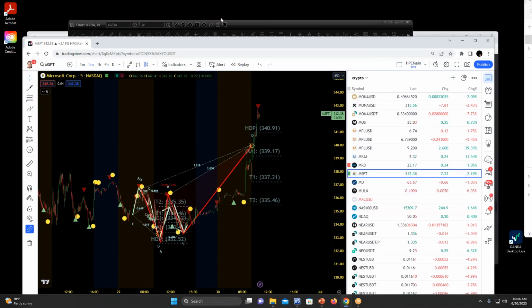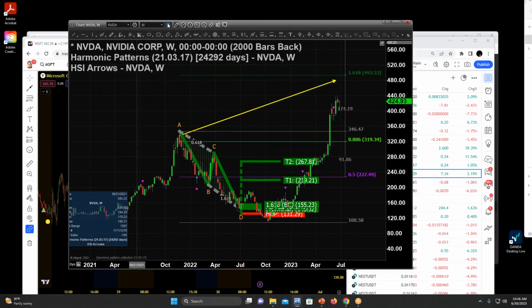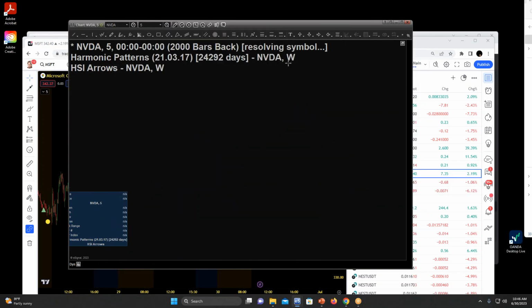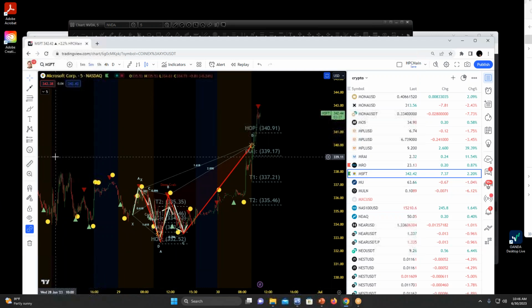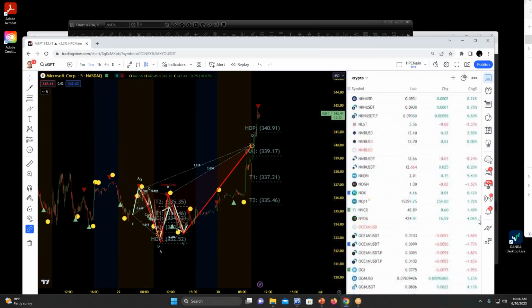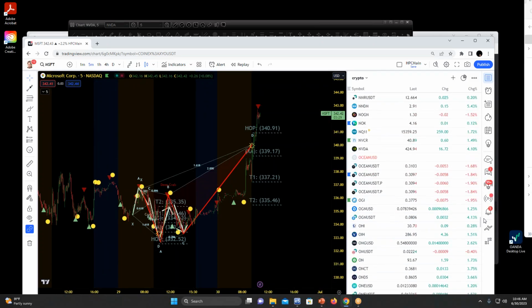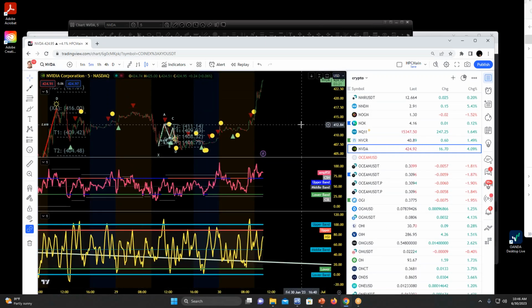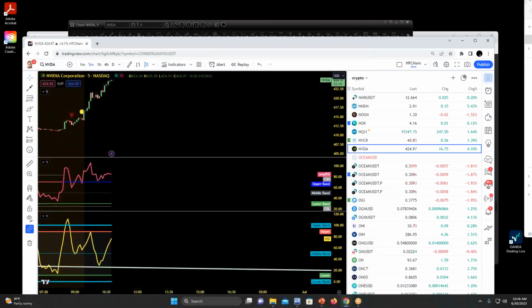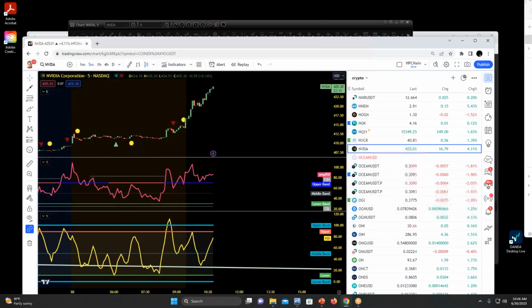A couple of more. Let's go back to NVIDIA, because just look at that. Yeah, NVIDIA, actually, let's go to NVIDIA. Why not? Look at this. I mean, forget the 410s and 420s. Why not the 430s on something like NVIDIA for today? Is that crazy? I don't think so. Up 16. Anything here? Just ripping. 425s.